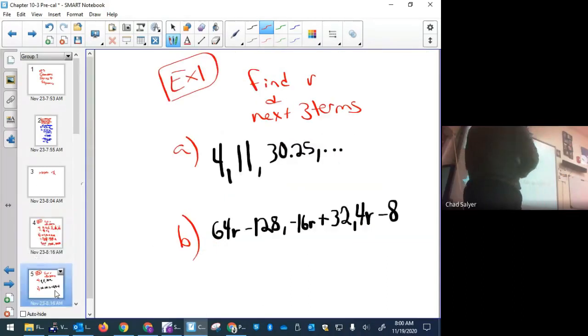So here's one for you guys. Find r and the next three terms for these two sequences. And feel free to raise your hand if you're unsure how to proceed. You may want to use your calculator for that first one. Some fractional mathematics, which sometimes is challenging to do mentally.